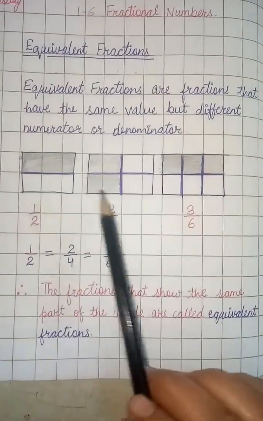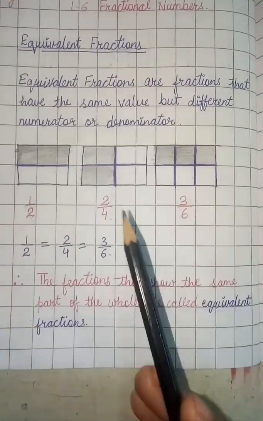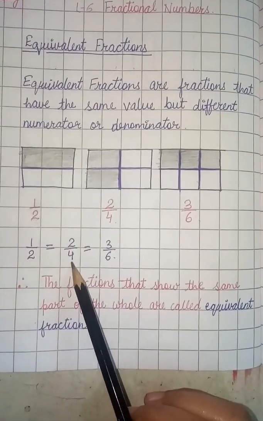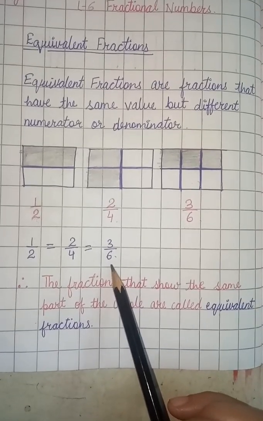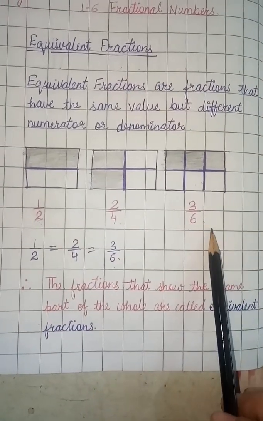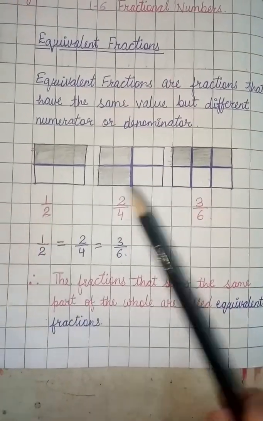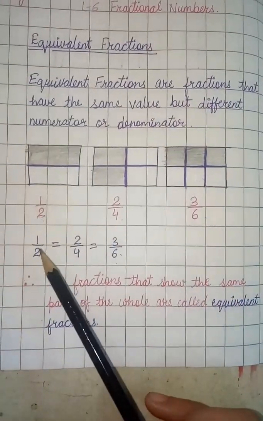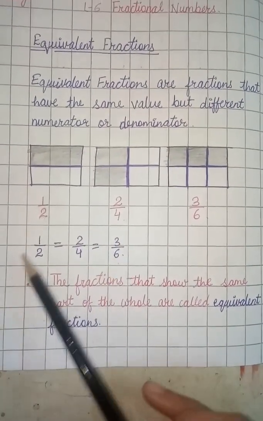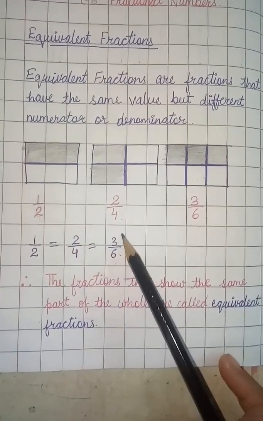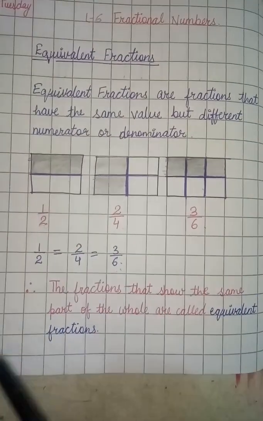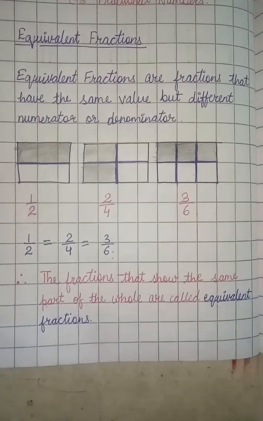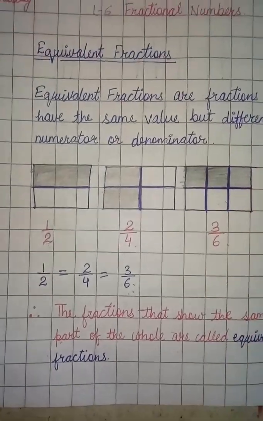All these fractions are half of the whole. So 1 by 2 is equal to 2 by 4 is equal to 3 by 6. Therefore, these are the equivalent fractions. They have the same value, half of the whole, but different numerator and denominator. Therefore, the fractions that show the same part of the whole are called equivalent fractions. Hope it is clear to you.